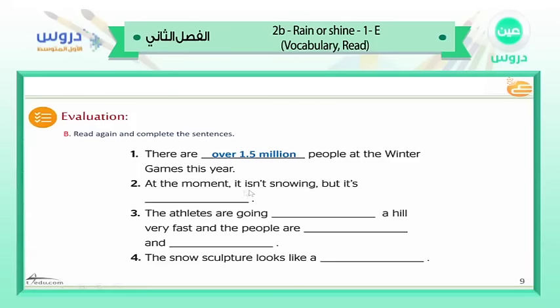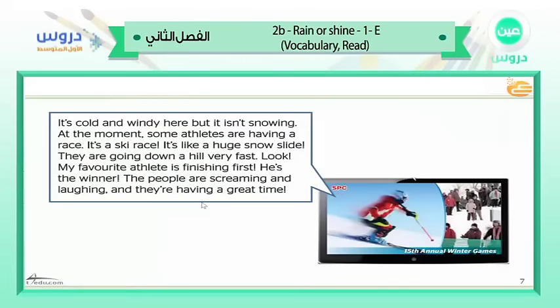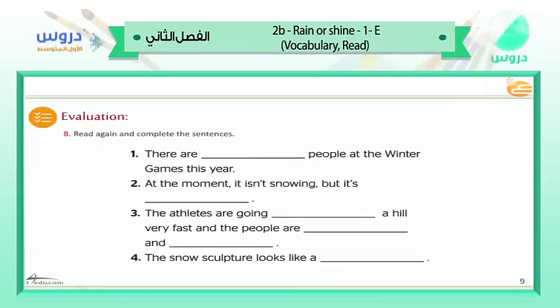Number two, at the moment, it isn't snowing, but it is blank. Let's go back. It is not snowing, but it is blank. What do you think? Excellent. It is cold and windy. No snow, no rain, nothing. It's not snowing, it's not raining, but it is cold and windy, okay? But it isn't snowing, as we said before. Very nice. So this is, as we said, for number two. Excellent. So number two, at the moment, it isn't snowing, but it is cold and windy.